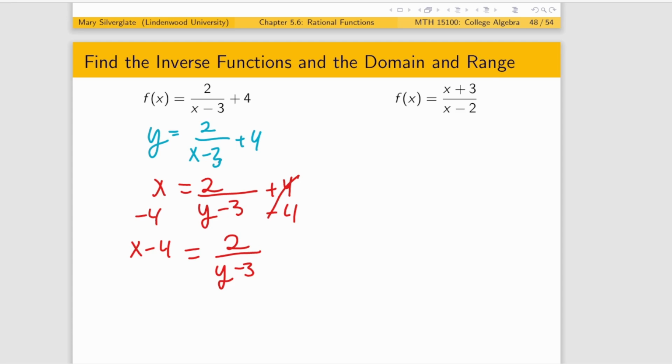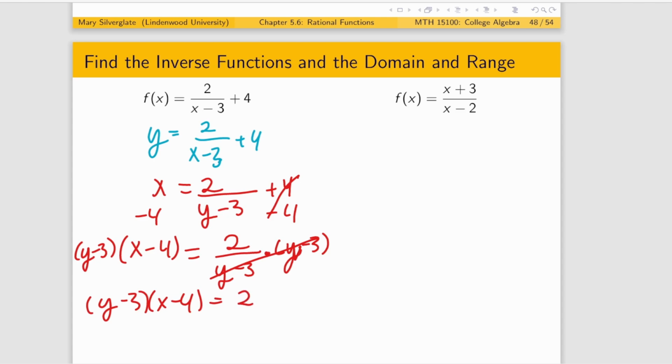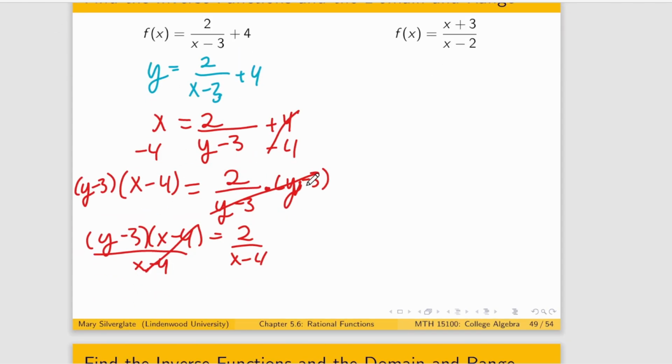Then I want to undo having a y down here in the denominator, so I might multiply both sides by y minus 3, keeping in mind that when I do that I'm going to have to use parentheses. And as tempting as it might be to distribute this out, I would actually encourage you not to, because since that x minus 4 doesn't have a y in it, I would just divide both sides by x minus 4. That makes 1. So I'm left with y minus 3 is equal to 2 divided by x minus 4. Then I would add 3 to both sides, and that is now my beautiful inverse function.